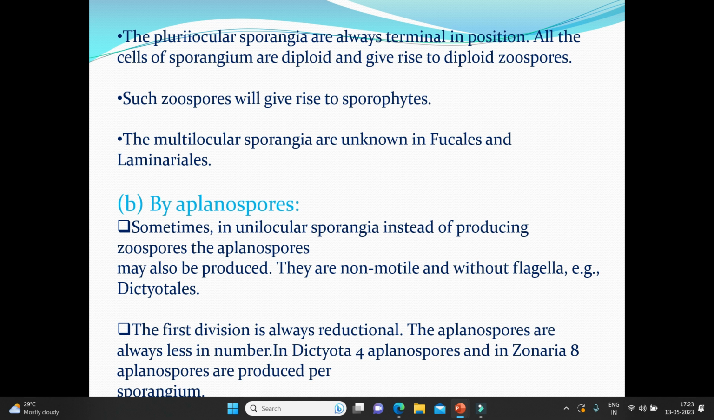By aplanospores: sometimes the unilocular sporangia, instead of producing zoospores, produce aplanospores. They are non-motile and without flagella, for example in Dictyotales. The first division is always reductional. The aplanospores are always few in number: in Dictyota, 4 aplanospores, and in Zonaria, 8 are produced. So next.